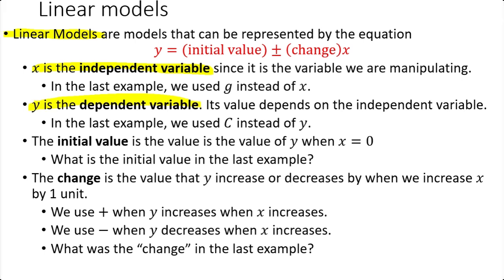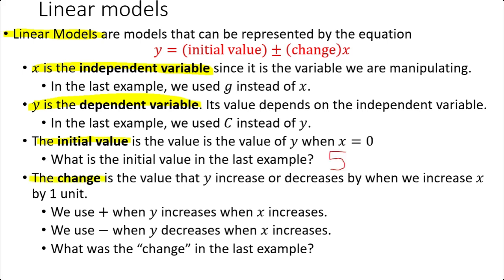y is the dependent variable. Its value depends on what the independent variable is. In the last example, we used C instead of y, C being the cost. Again, we can use any letter we want. And in the previous example, C depended on how much gas we spent. The initial value is the value of y when x is 0. In the last example, we saw from the table that when x was 0, we had to spend $5. So what is the initial value in the last problem?